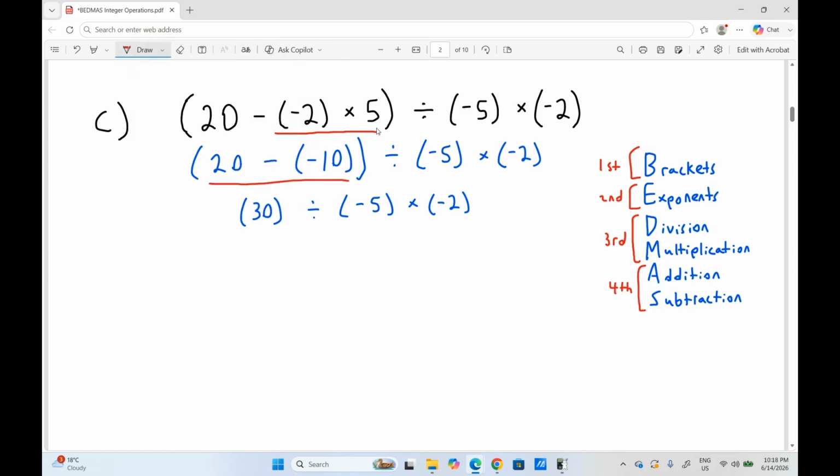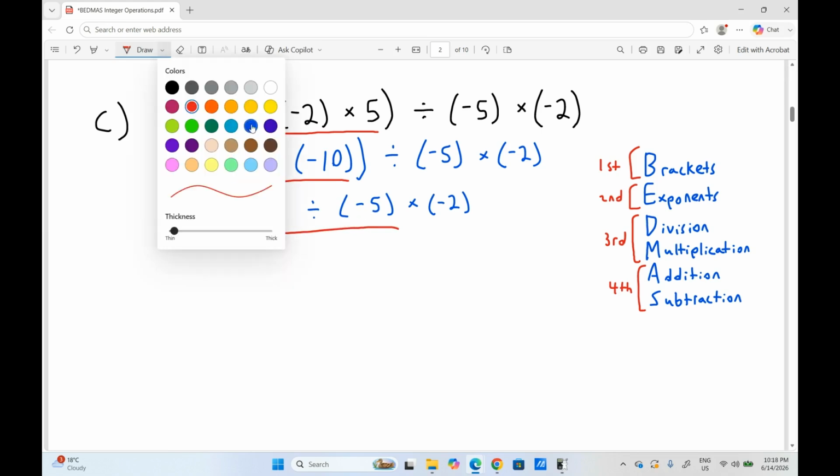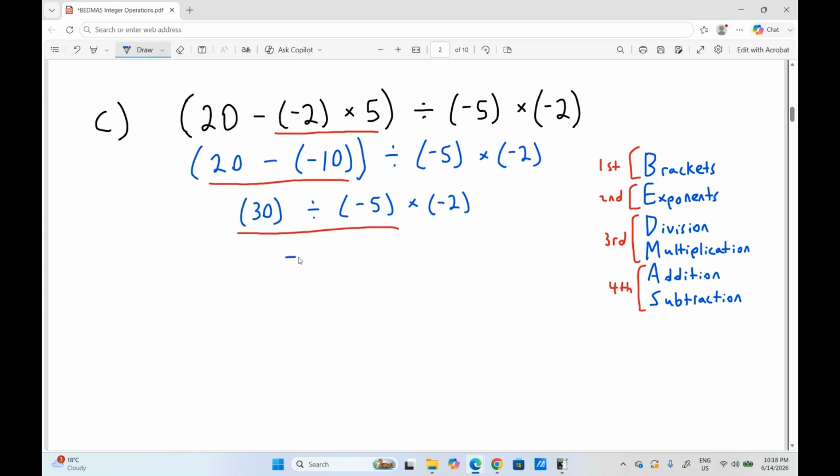Now, according to order of operations, I don't have any brackets left that I can simplify or exponents, so I have division and multiplication left. I'm just going to go from left to right for division and multiplication. So I have 30 divided by -5. A positive number divided by a negative number is still going to be a negative number. So in this case, I have a negative number here. Now 30 divided by 5 is 6, so I have -6 as an answer to 30 divided by -5.